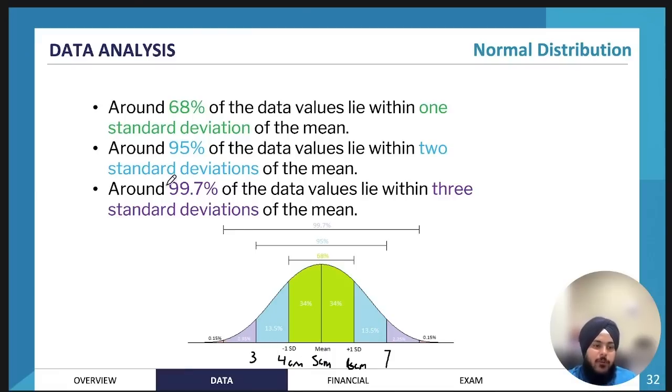And around 99.7%, so that is about all of the sample, of the oranges, which is approximately 100. So most of them will lie within 3 standard deviations, so they will have a diameter between 2 and 8 centimeters. 99.7% of the data values will be between 2 and 8 centimeters, 95% of them will be between 3 and 7 centimeters, and 68% of them will be between 4 and 6 centimeters. So that's essentially what the normal distribution is.